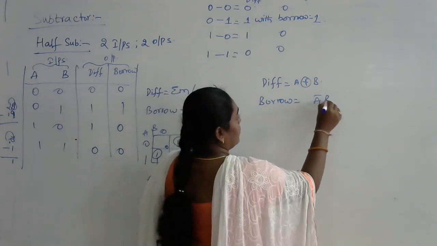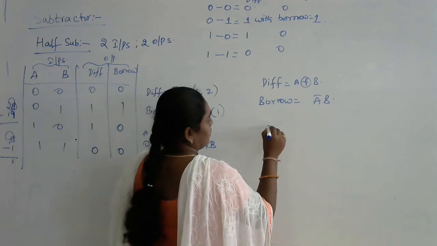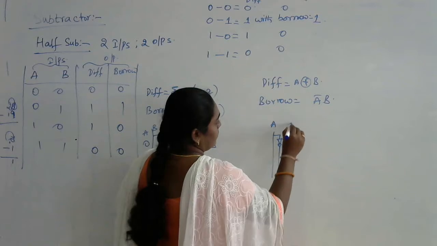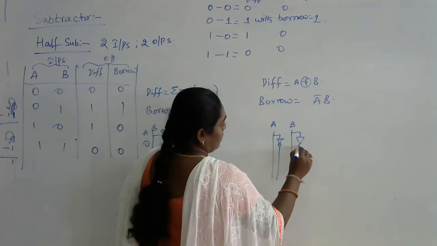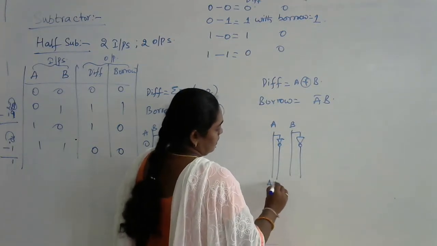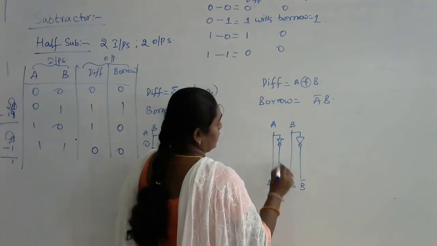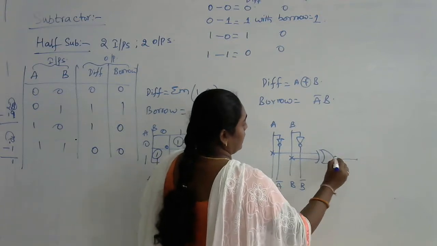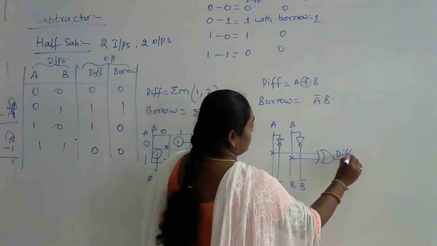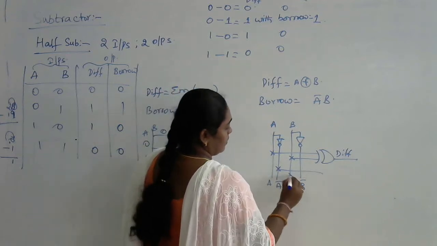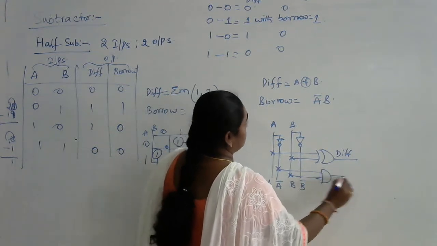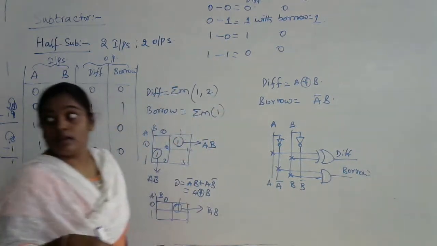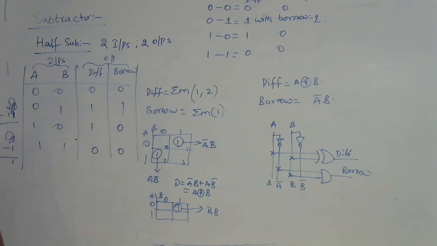So the logic diagram for this is: A bar, B, B bar, A bar, B bar. A XOR with B is the difference. A bar B is the borrow. This is the logic diagram for the half subtractor circuit.